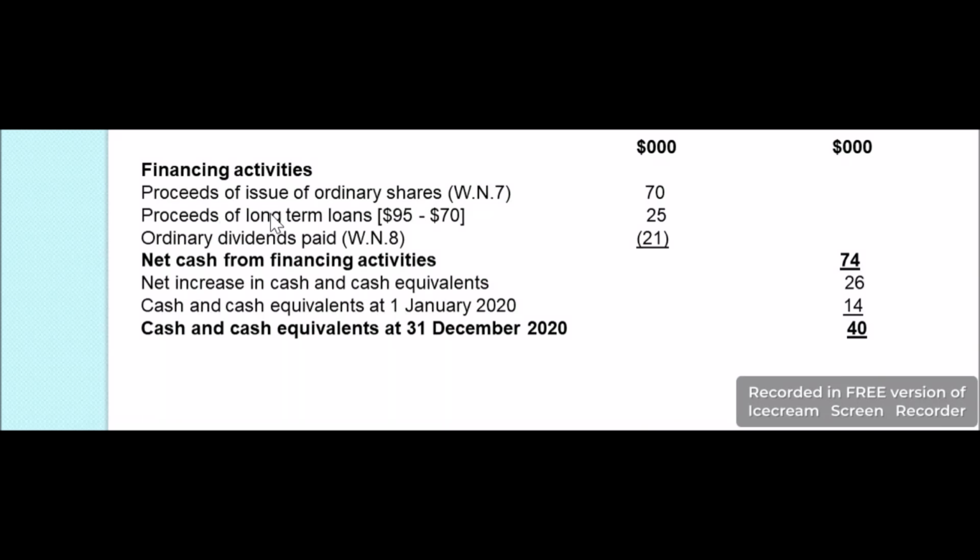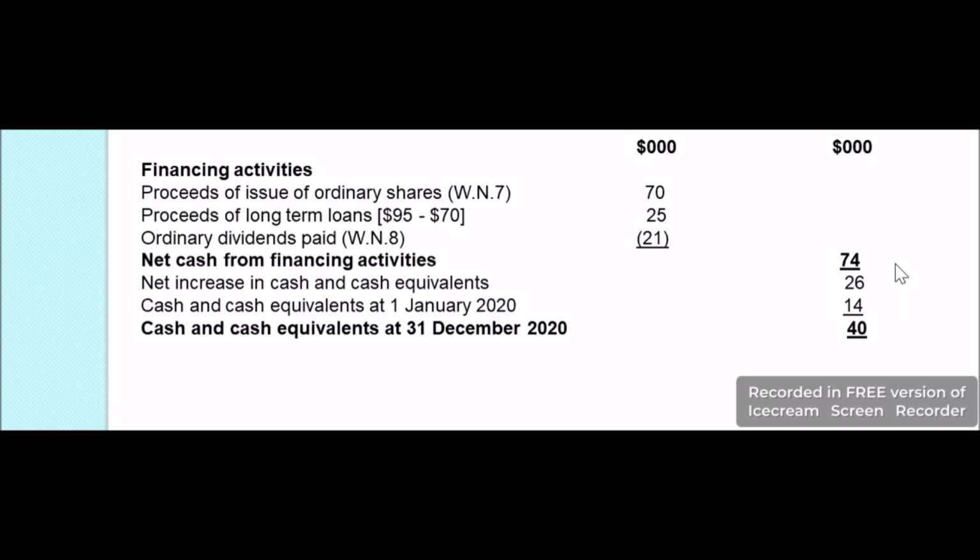Then we have proceeds of long-term loans. That means additional long-term loans was taken, because in 2019 the long-term loan was $70,000, in 2020 it was $95,000. That means $25,000 was the additional long-term loans which was taken, and as this leads to inflow of cash, we are going to add this back. Furthermore, we have ordinary dividend paid, which we calculated in the eighth working notes, and as this leads to an outflow of cash, hence we are going to subtract $21,000. Then we get the net cash from financing activities as $74,000.